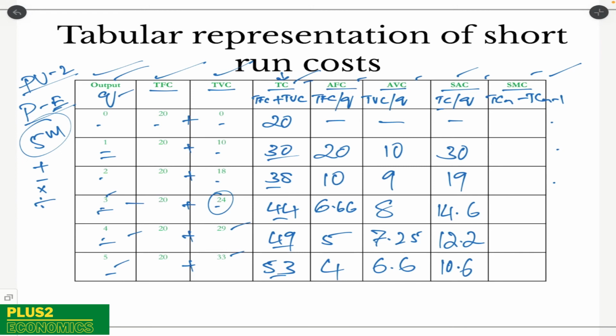We are left with one last column. It is the SMC column. SMC stands for TCn minus TCn-1. So we have TC here, 20 minus 0. There is nothing, so we'll just leave it. We'll call it 20 itself. 30 minus 20 is equal to 10. 38 minus 30 is equal to 8. 44 minus 38 is equal to 6. 49 minus 44 is equal to 5. 53 minus 49 would be equal to 4. So we have filled up the SMC column as well.